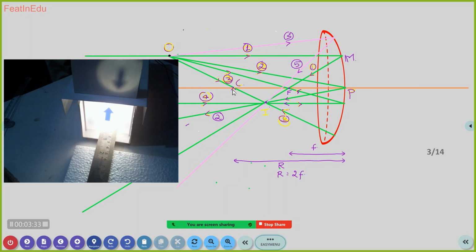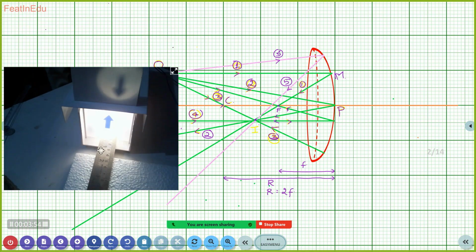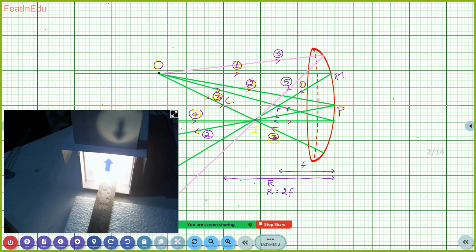now you can see here in this diagram. C is here. The object is here, right? So the object distance now is beyond C. Right? And you are getting the image between C and F. Are you aware about it? You can see this diagram much more clearly. So the object is here.